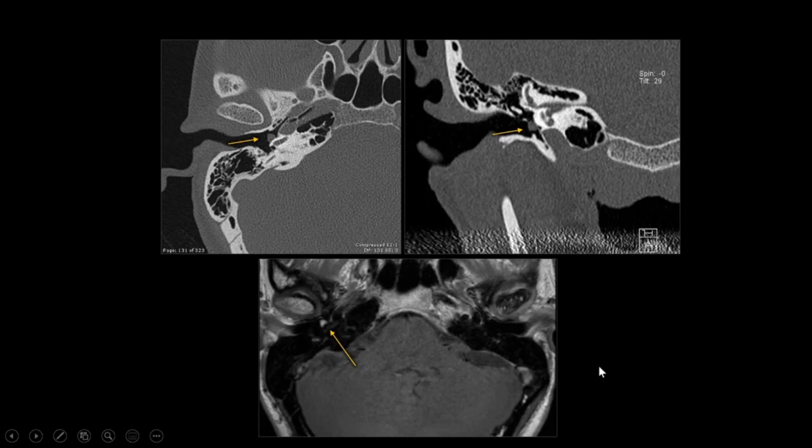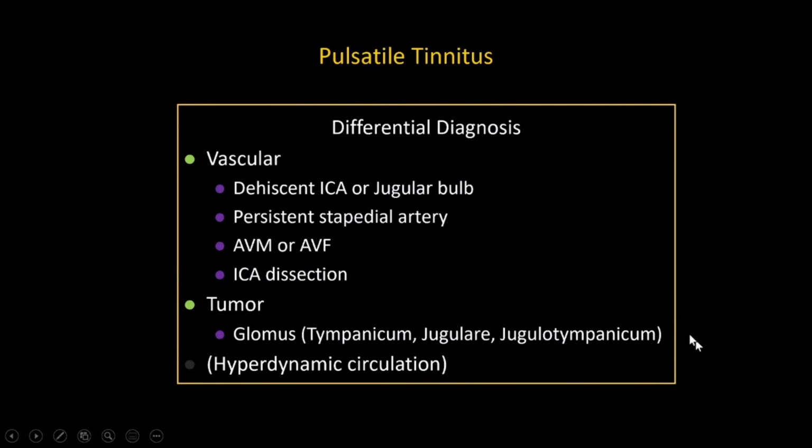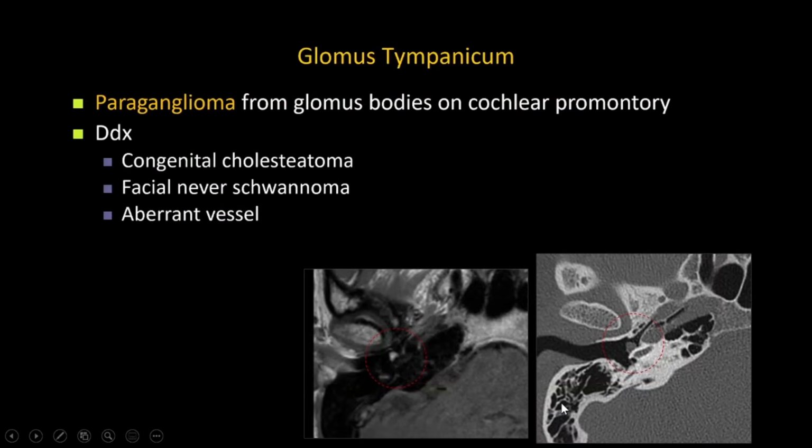If they are big enough, you can do DWI. With cholesteatoma, which is basically epidermoid, you should see restricted diffusion. But with a vascular tumor like this, you should not see restricted diffusion. So that's another way to tell them apart. For the differential diagnosis of pulsatile tinnitus, you can think about a vascular cause, or you can think about a vascular tumor. So in this case, a glomus tumor. So that's a differential diagnosis. And if you see an enhancing lesion, sometimes you can also think about schwannoma if it's close enough to the facial nerve.